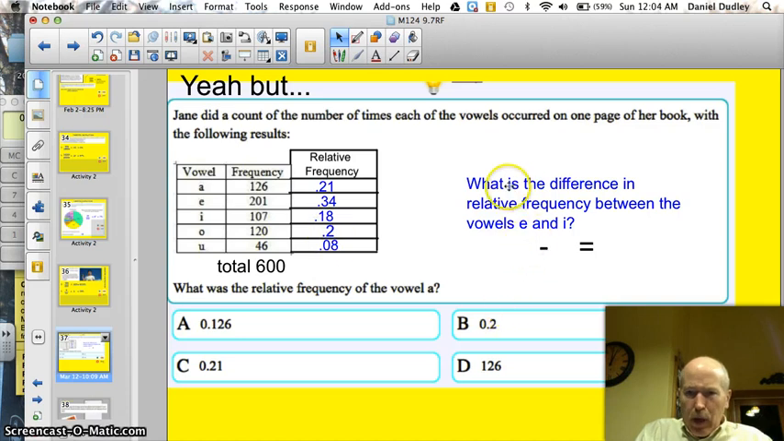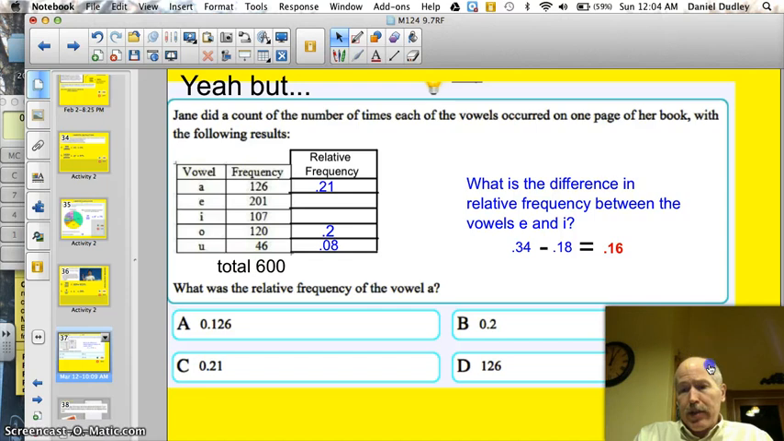So let me look at my question again. What is the difference in relative frequency between the vowels E and I? So difference means subtract. My E is 0.34, minus the I. The I is 0.18. If I were to pop that into a calculator or do that out by hand, I would find that the difference in relative frequency is 0.16. So sometimes they're going to ask you to manipulate the data on those charts. You just have to read the questions carefully. You can do this.